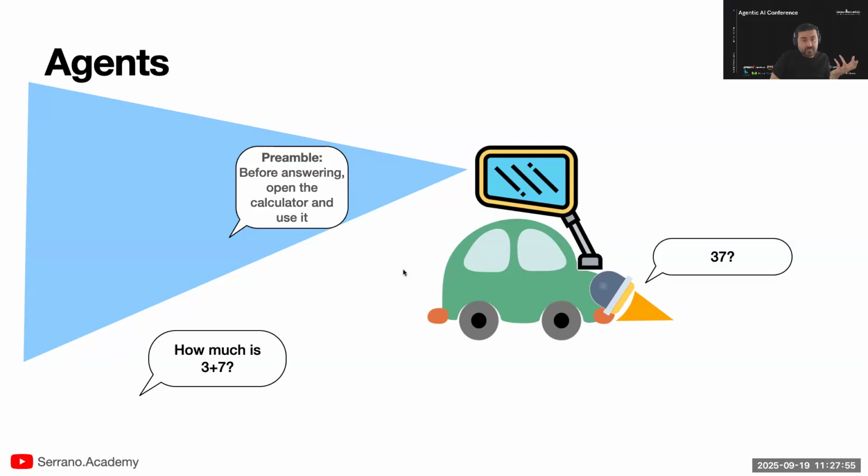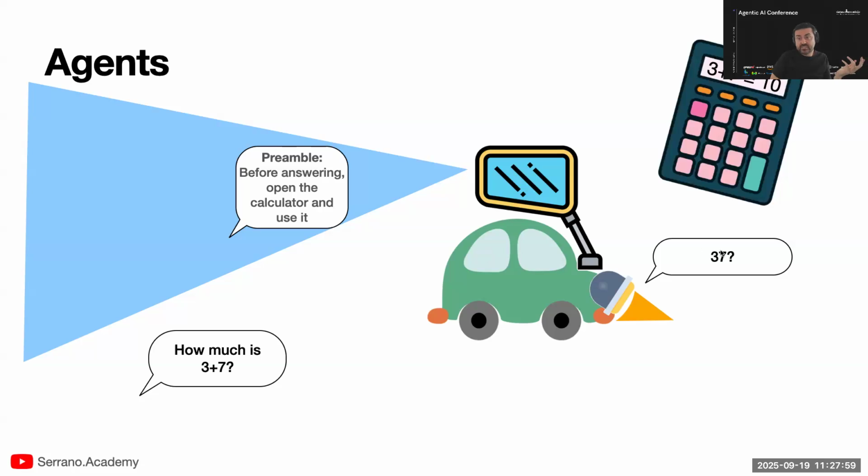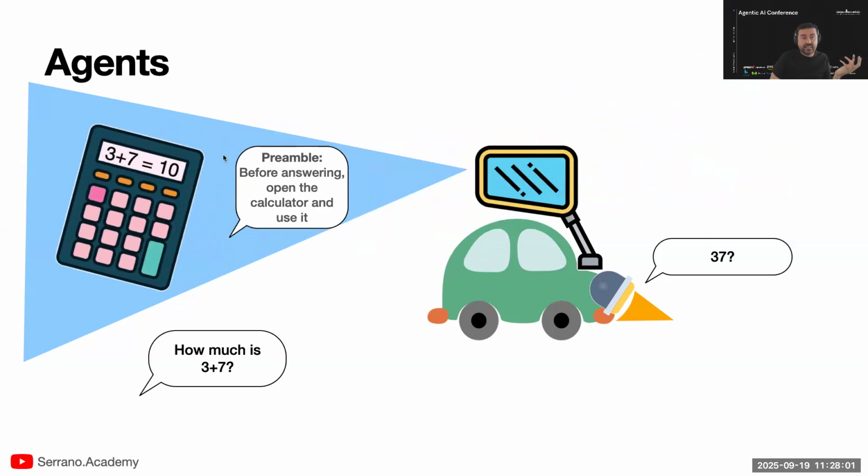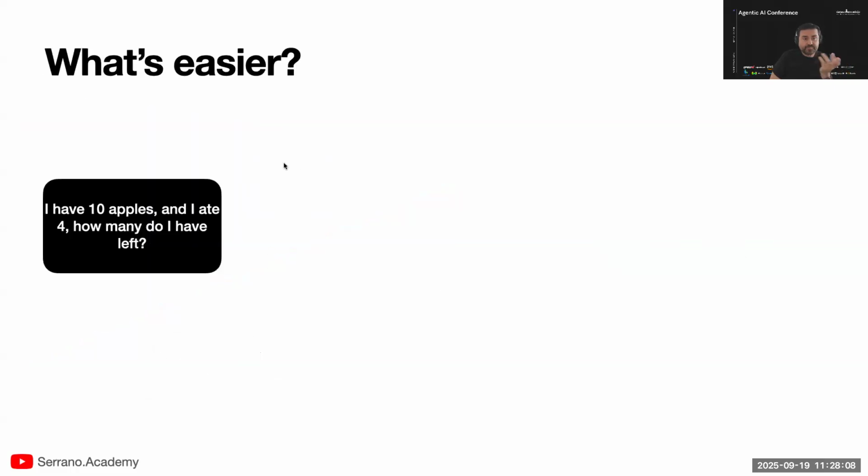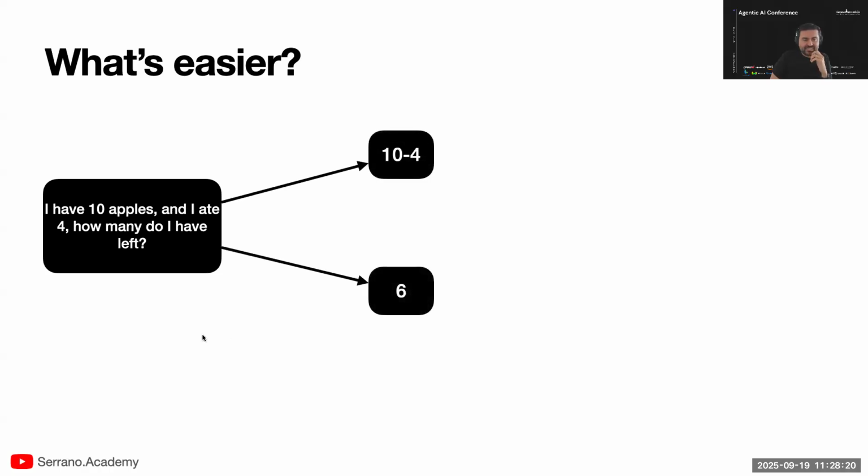On the other hand, you can put a preamble that says, before answering, open the calculator and use it. So it just puts this into the calculator and then puts it in the rearview mirror. And with this and the question, it will answer correctly, right? So in other words, what do you think is easier? For a computer to look at this problem and say, I have 10 apples and I ate 4. How many do I have left? What do you think is easier? To say 10 - 4 or to say 6?